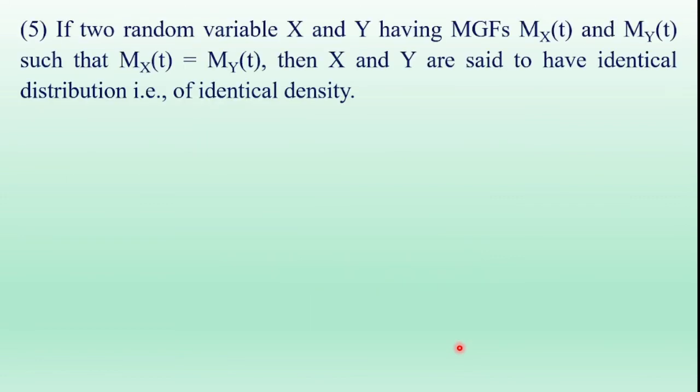Next, the fifth property: if two random variables X and Y have moment generating functions Mx(t) and My(t) such that Mx(t) is equal to My(t), then X and Y are said to have identical distribution. So that is identical density.